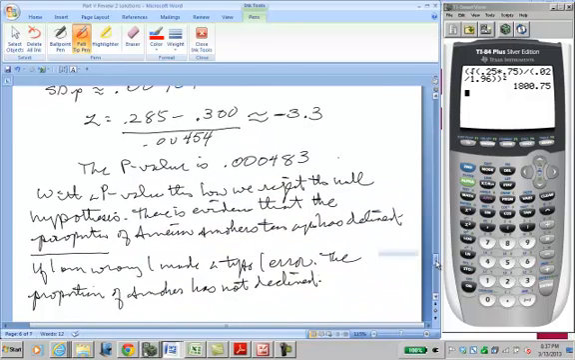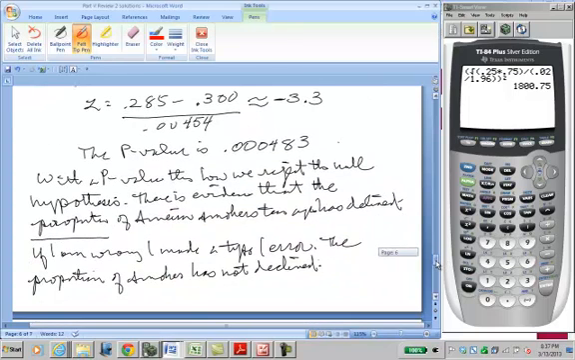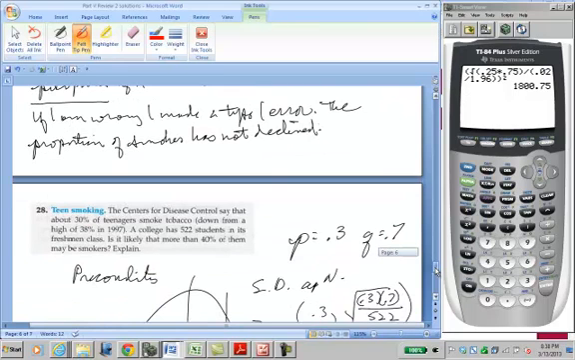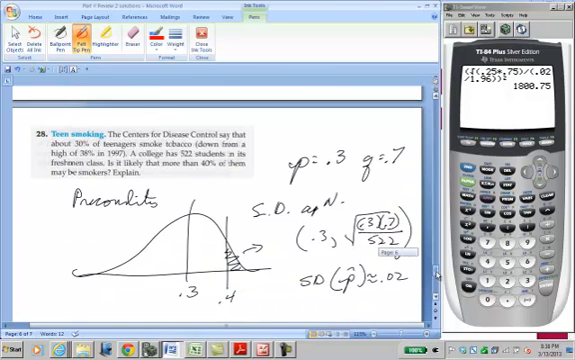The z-score equals 0.285 minus 0.3 over 0.00454, which is approximately equal to negative 3.3. The p-value of this z-score is 0.000483. With p-value so low, we reject the null hypothesis. There is evidence that the proportion of American teen smokers has declined. If I'm wrong, I made a type 1 error. The proportion of smokers has not declined, but I have concluded that it has. So I'm concluding that my measures to reduce it are working, and in fact, they're not.